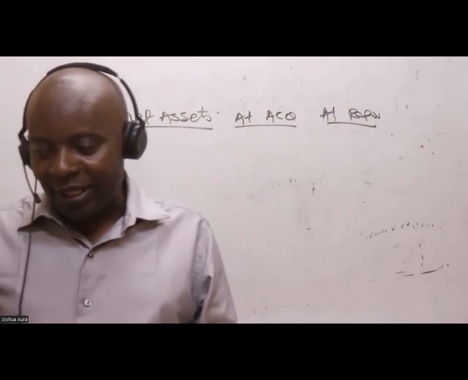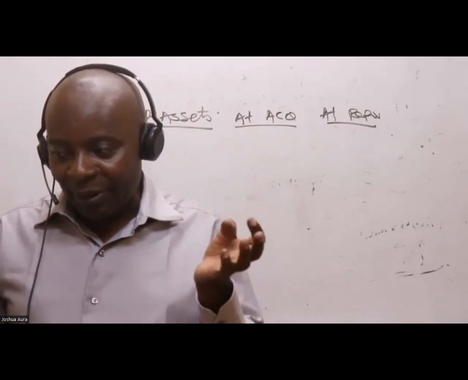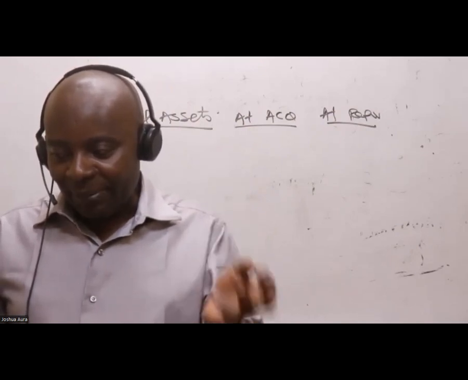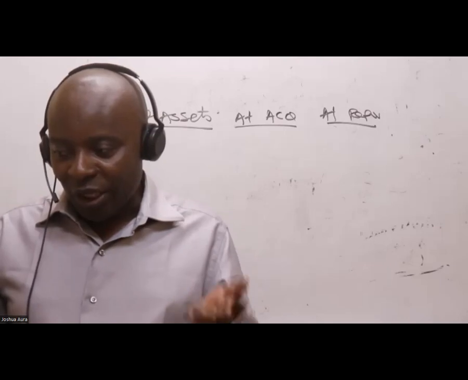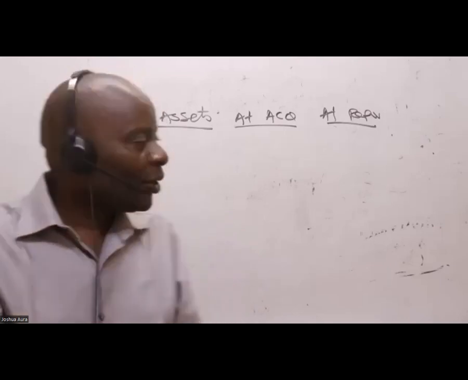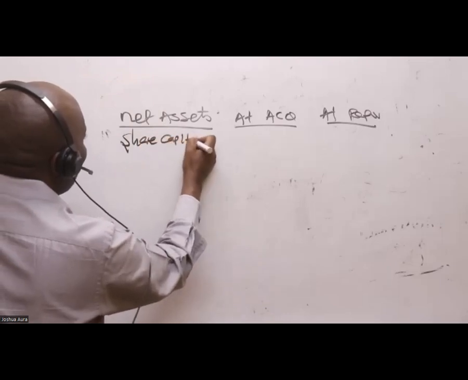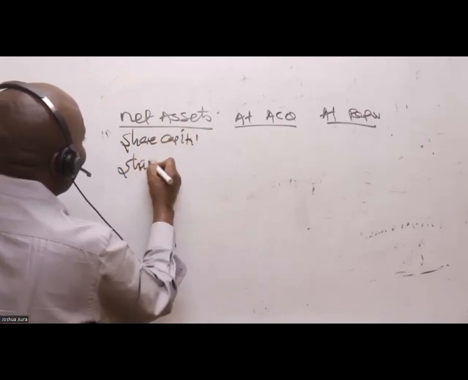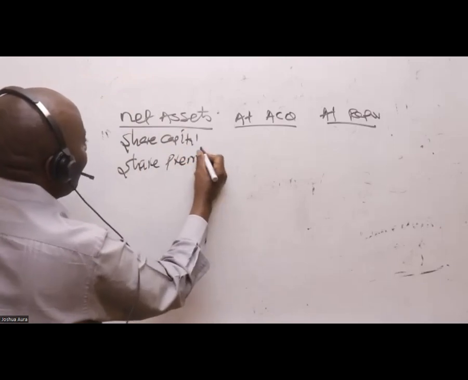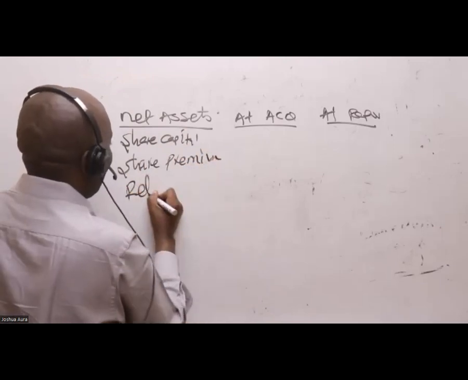The equity components. Let me remind them. The first one is share capital. The second one, share premium. They normally go hand in hand. So we have share capital, share premium, and retained earnings.